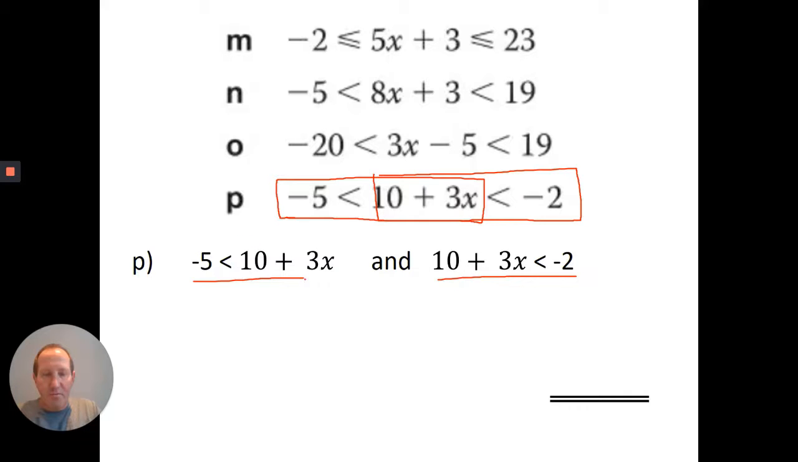Take away 10 from both sides. So if I take away 10 from here, it will get rid of that. But I've got to take it off here to get minus 15. If I take away 10 from there, it's going to get rid of that. And this will become minus 12. So there's your next line.